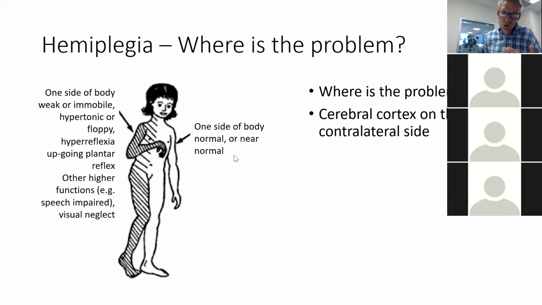One side of the body is normal or near normal, and the other side of the body is weak or immobile or hypertonic, like increased tone, or floppy. There may be hyperreflexia, often upgoing plantar reflexes. And sometimes the child will have other impairments of function, like speech impairments or visual neglect. They may have some other higher functions that are abnormal. And so just recognizing this is important.